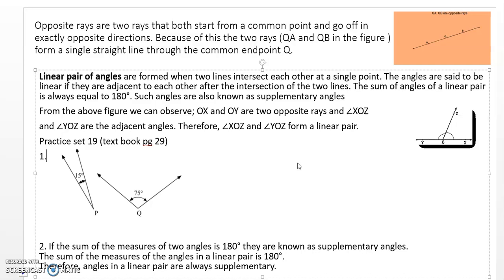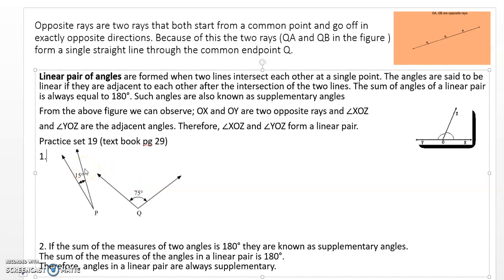It is said, draw the pairs of angles described below. If it is not possible, say why. First, it is given complementary angles that are not adjacent. Complementary angle means the sum is 90 degrees. So, need the complementary angles be adjacent? No. So 75 plus 15 becomes 90. So that is the first one.